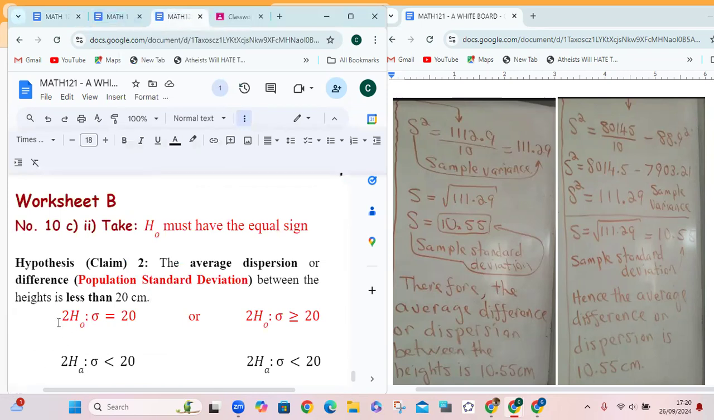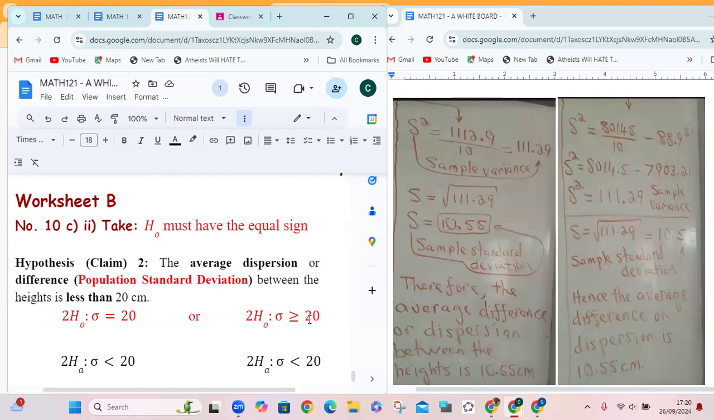Here it is, because we have completed this already in part 2. The second null hypothesis is saying that the average dispersion or difference between the heights, the population standard deviation, is greater than or equal to 20. That is what the null is claiming. So we need to know, is it true that the standard deviation is greater than or equal to 20?